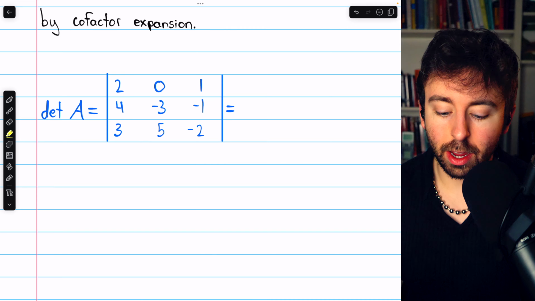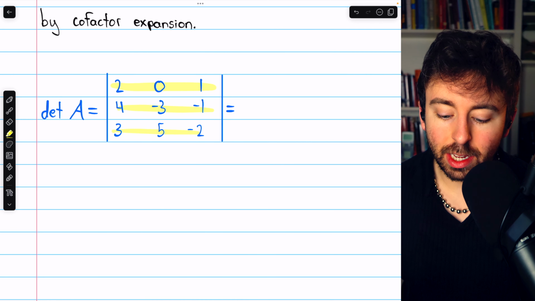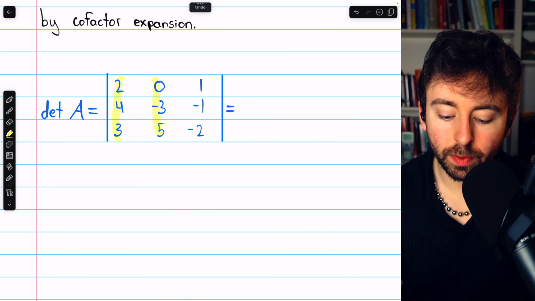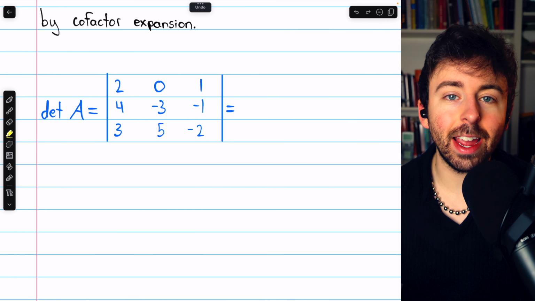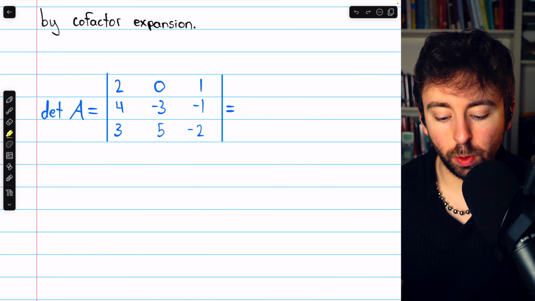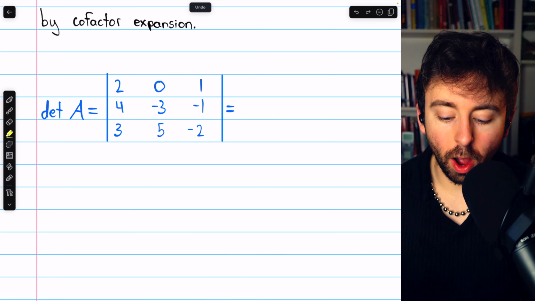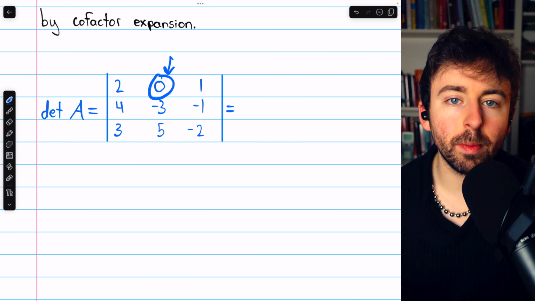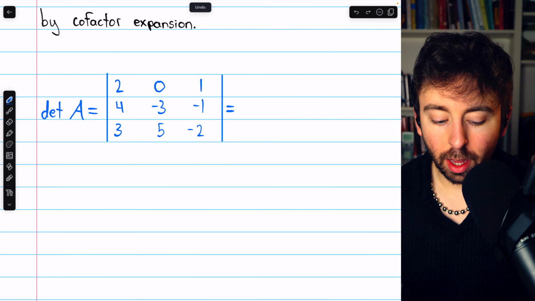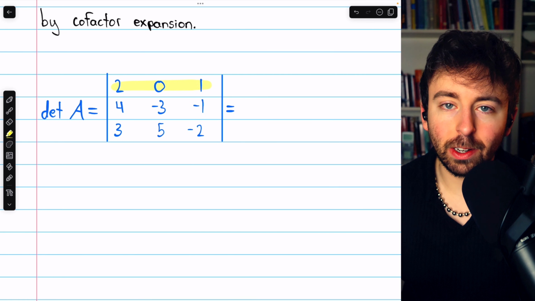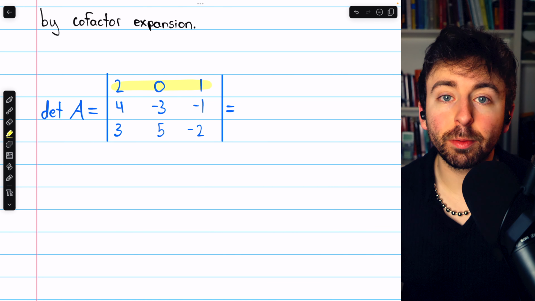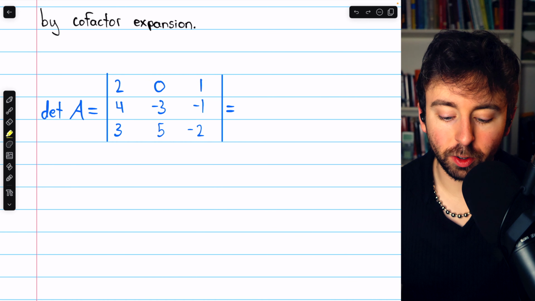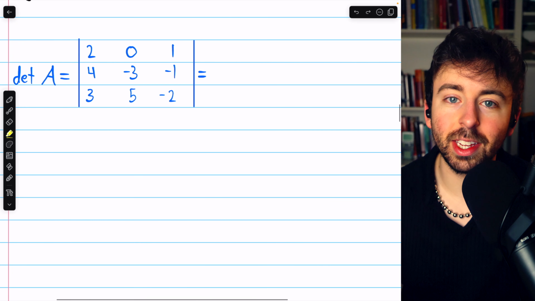We could use a cofactor expansion along any row or any column that we please, but there is a good choice. We should use either row 1 or column 2. That way we have this 0, which is going to reduce the amount of computation required. So let's go ahead and do a cofactor expansion along row 1, and then as a last bit of practice, we'll do the cofactor expansion along column 2, and we'll see that they are equal.